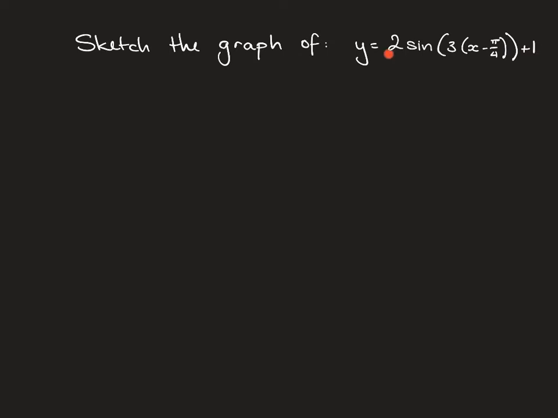So how do you go about graphing something like this? We use what we know about the 2 at the front and the other values, the effect that they have on the graph to help us. So let's look at the 2 at the front and the end numbers. They're the changes to y. The 2 at the front tells us that the amplitude is going to be 2, and the 1 at the end tells us that the mean value is going to be 1. So the centre of the graph is shifted up 1.